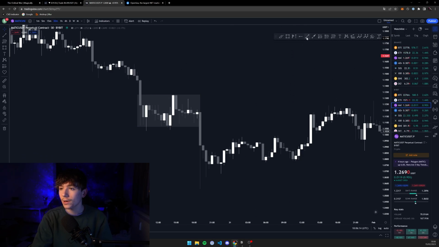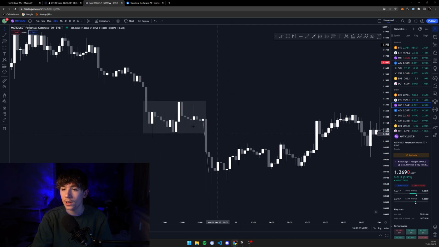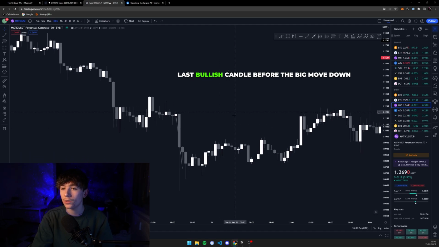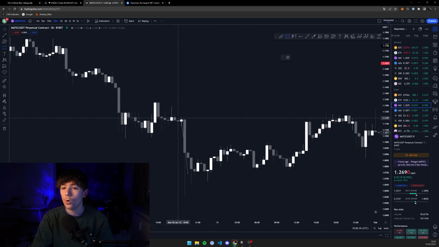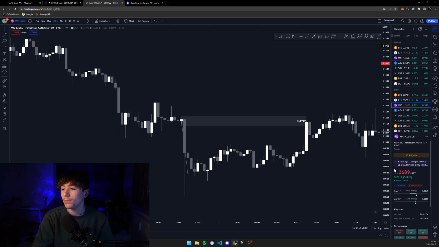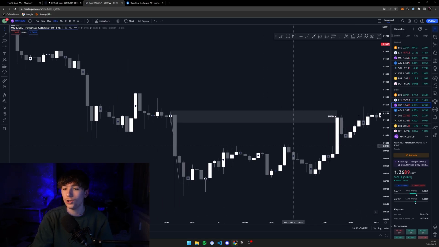So this right here is the expansion, of course, this big red candle down. This is the consolidation. So now we have the consolidation and the expansion. Now we need to mark out our supply zone. So how do we do that? Well, our supply zone is the last bullish candle before the big move down. So the last bullish candle will be this right here. This will be our supply zone, because this is also human psychology.